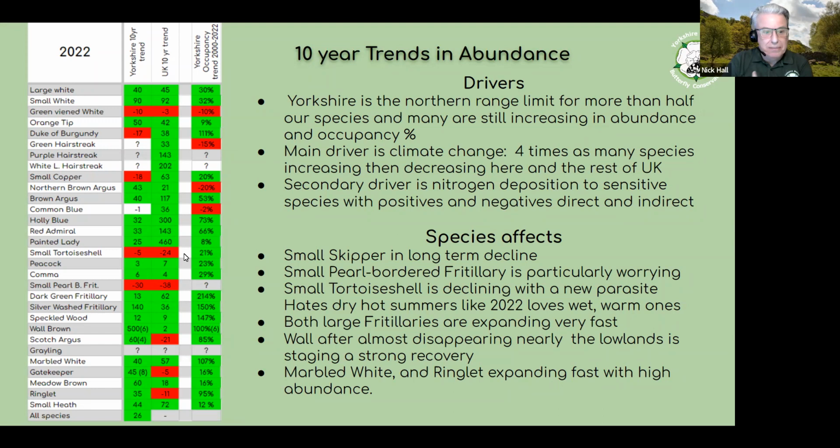Small tortoiseshell going down very quickly. Ringlet going down, gatekeeper going down, not ones you necessarily expect. But look how many are green, and some of them are having huge increases. The whites are doing well, the orange tips are doing well. Brown Argus doing exceptionally well, the holly blue exceedingly well.